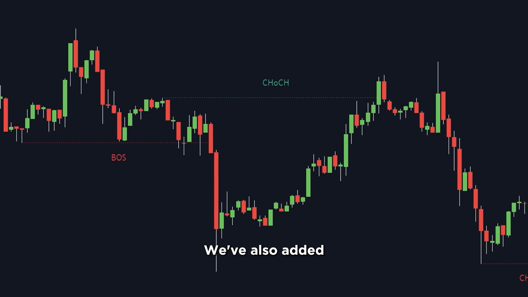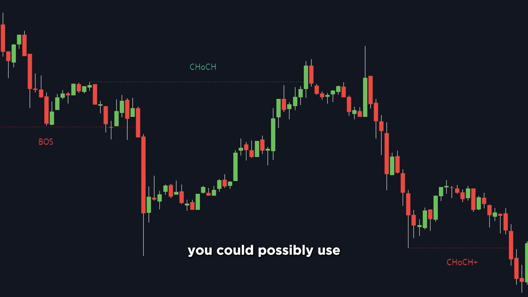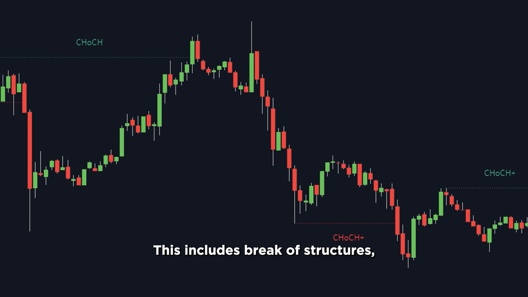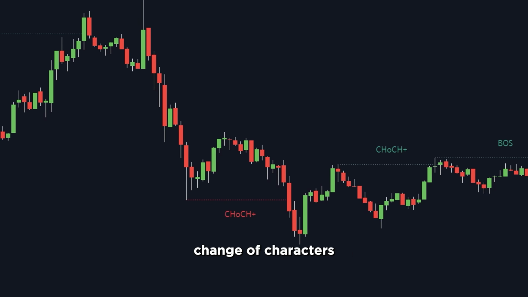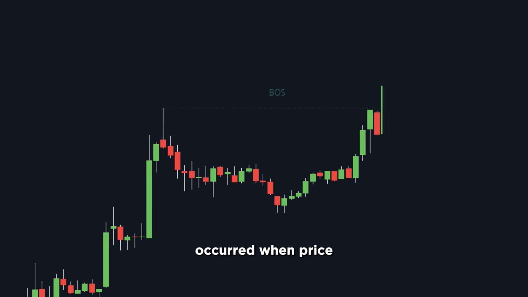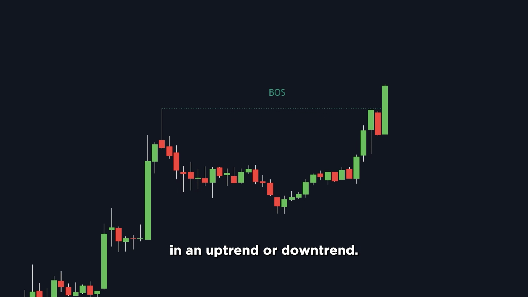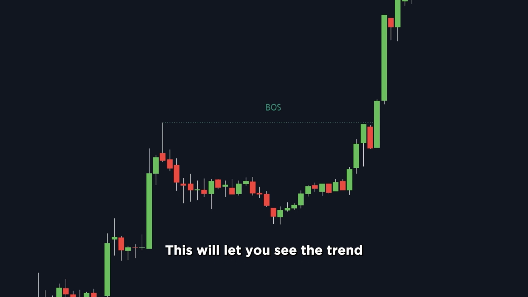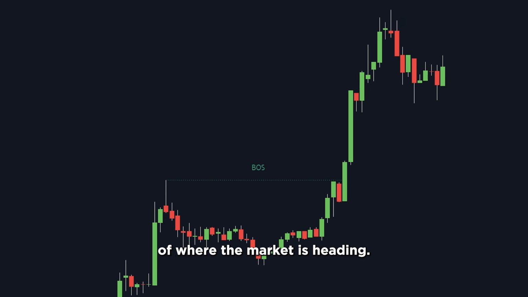We've also added all types of market structures you could possibly use while trading. This includes break of structures, change of characters, and a change of characters plus. Break of structures occur when price breaks a previous high or low in an uptrend or downtrend. This indicator will plot when there's a bullish or bearish break of structure. This will let you see the trend and have an idea of where the market is heading.